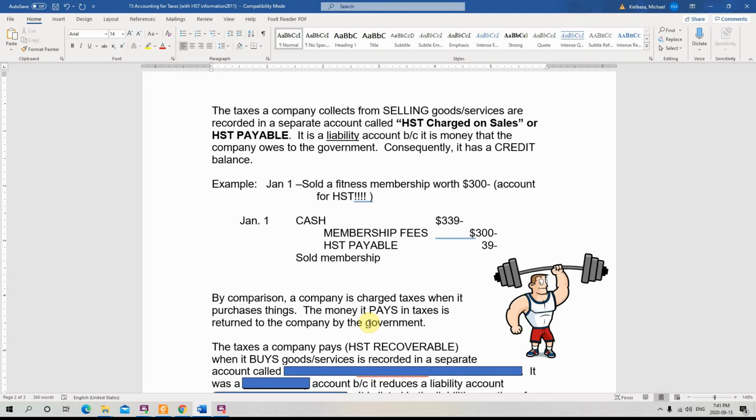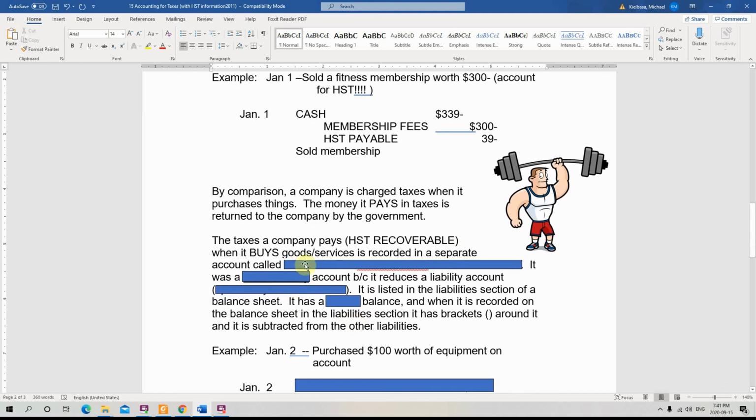So again, we're going to take HST charged on sales. That's the money we're collecting from customers that we owe the government. And we're going to subtract what the company paid out in taxes. All right? Now, the taxes a company pays when it buys goods or services are recorded in a separate account again. Okay? You can either use HST paid on purchases or HST recoverable, either one.